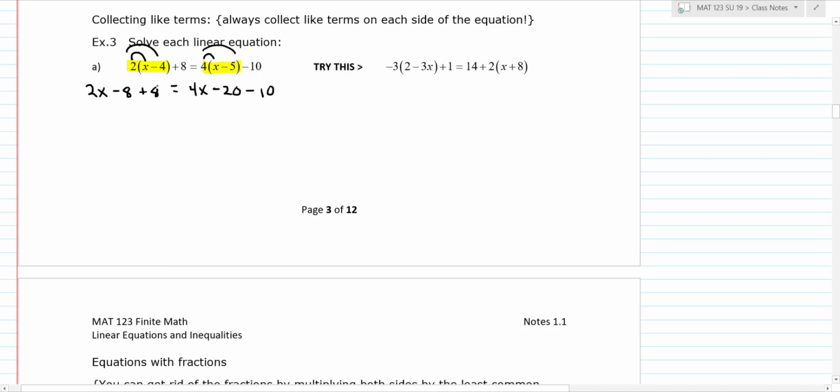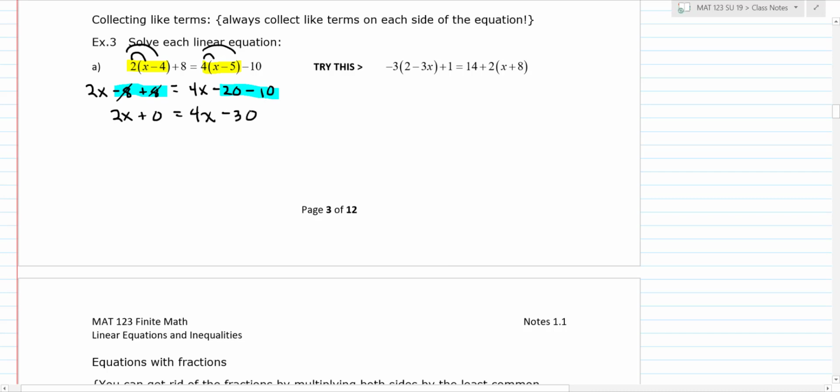Okay, now collect like terms. So if you look at the like terms, those go together. Those are numbers, and then those are numbers. Just on each side, collect them. So negative 8 plus 8 is 0. So you get negative 2x plus 0. On this side, negative 20 minus 10 is negative 30.